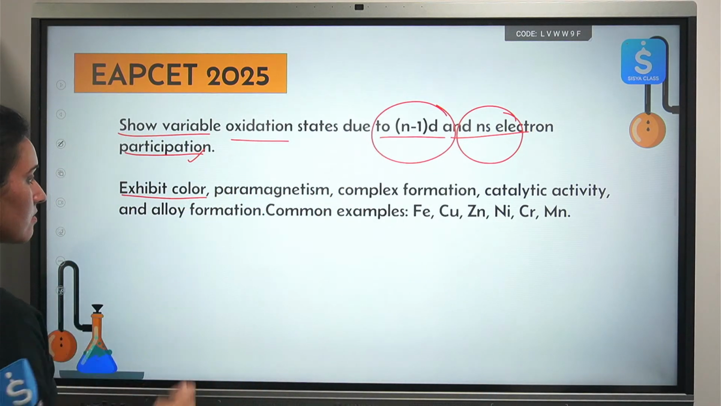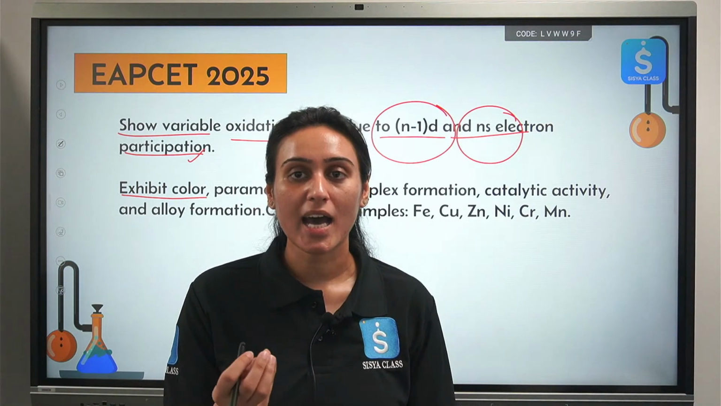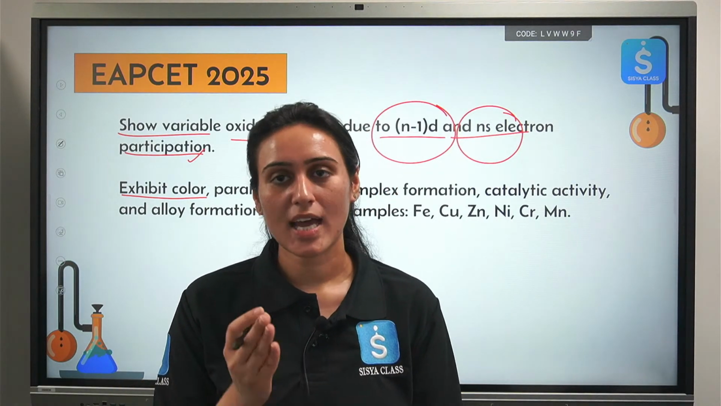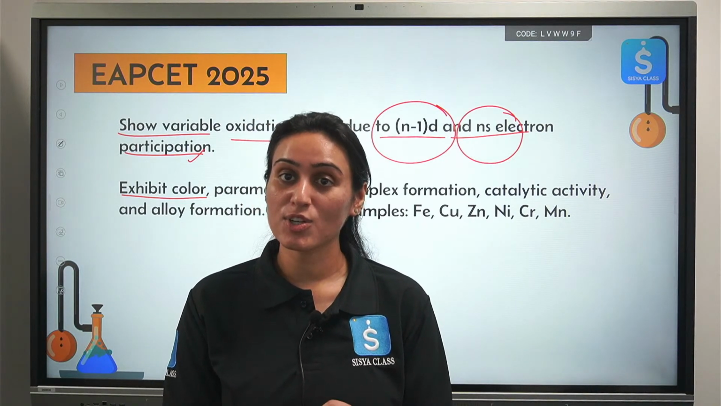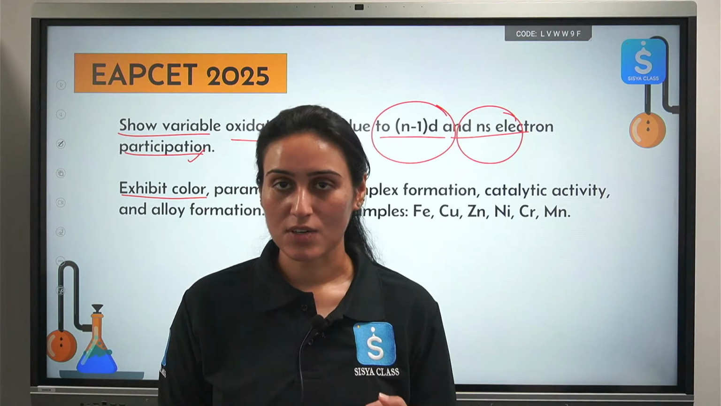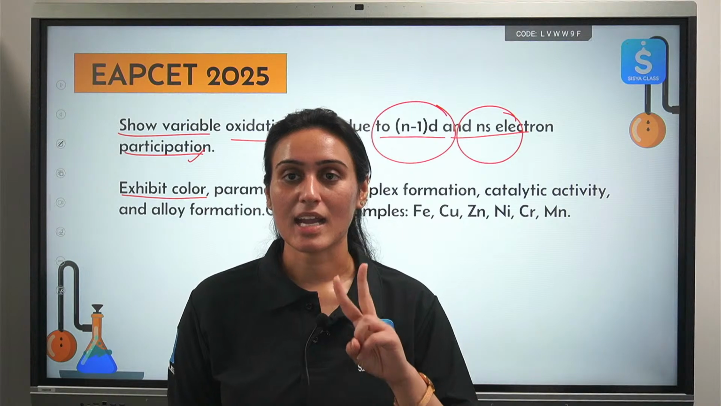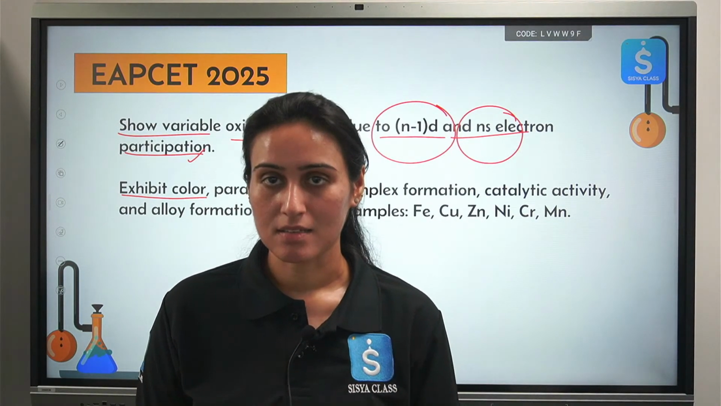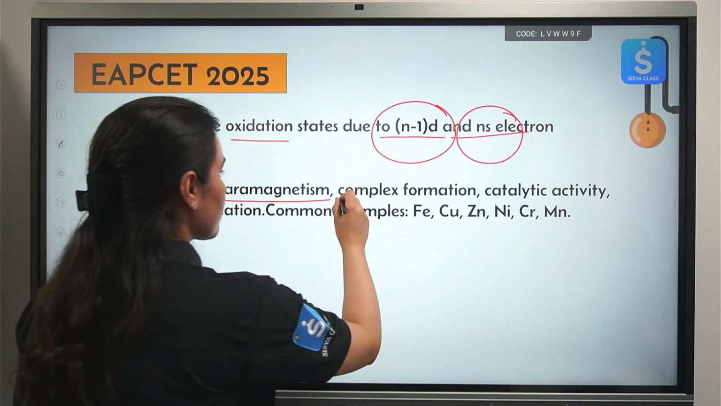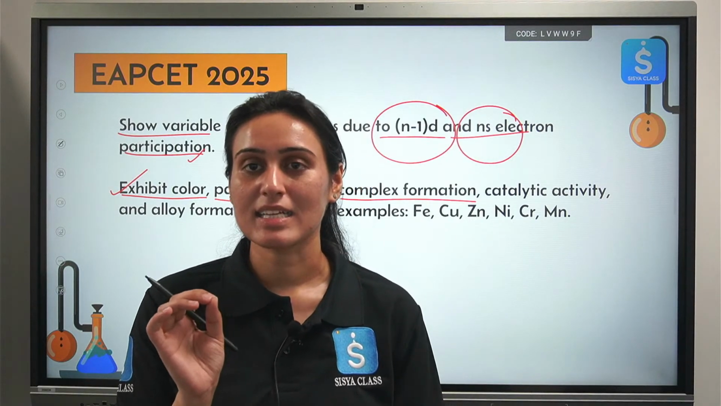See the next one. It exhibits color. In order to exhibit color, it must have unpaired electrons. How are we going to understand that it has unpaired electrons? For that, you should know the atomic number. You should know how to fill the electrons in the orbitals, and then you will decide whether you have unpaired electrons or not. And if you have unpaired electrons, your compound will show color. What else? It will be paramagnetic. Okay. So it will exhibit color, it will be paramagnetic, and it will form a lot of complexes also. And it also shows catalytic activity.